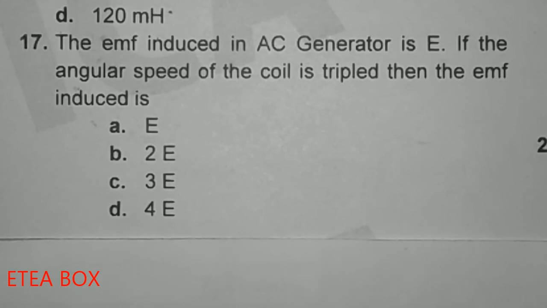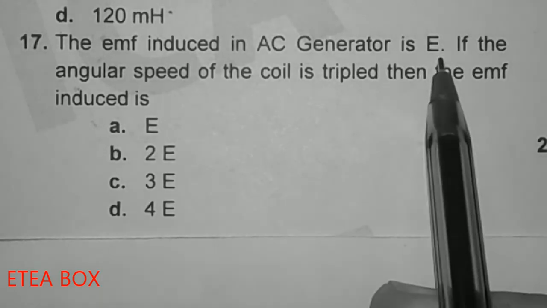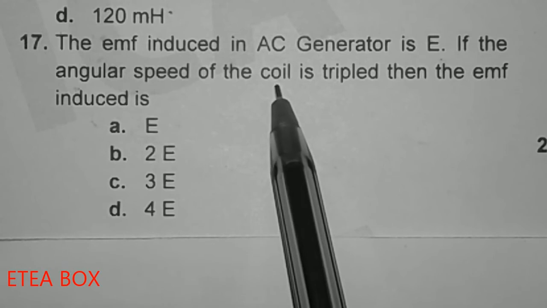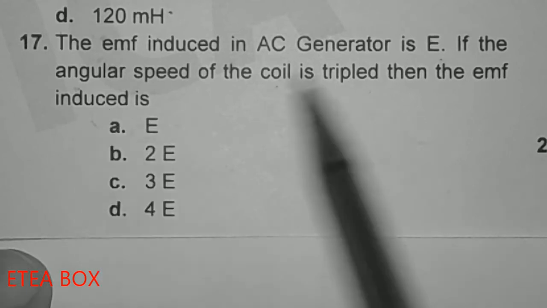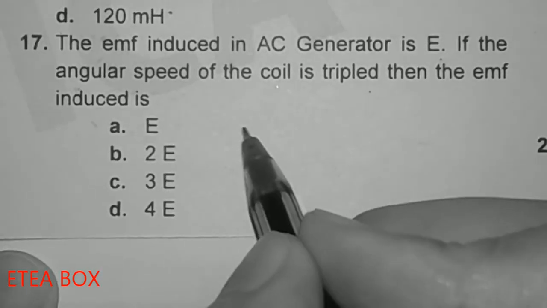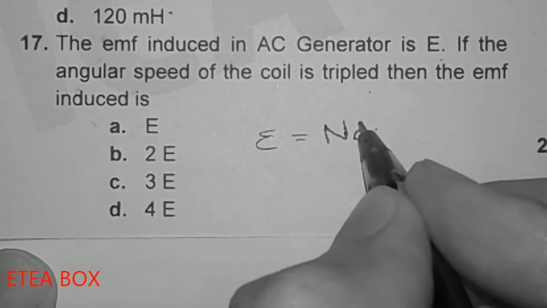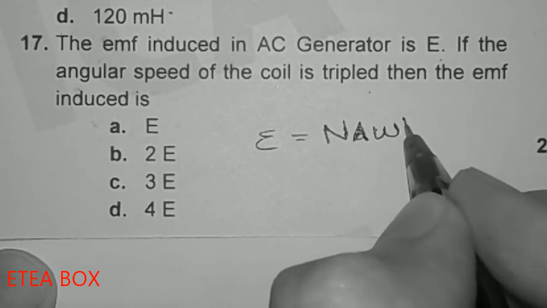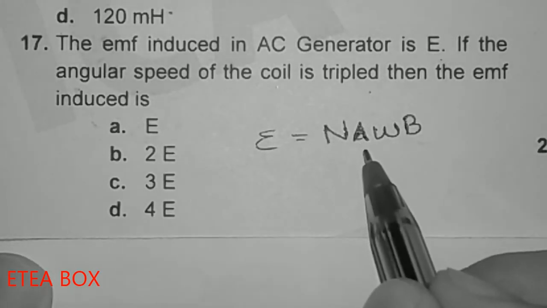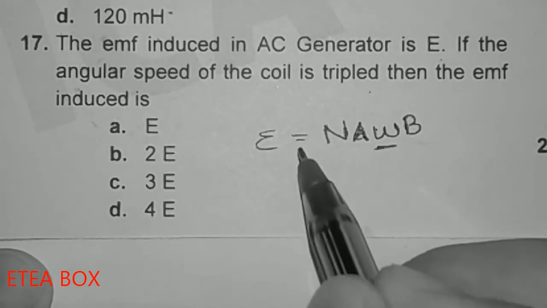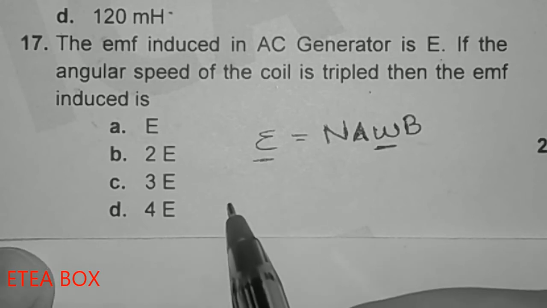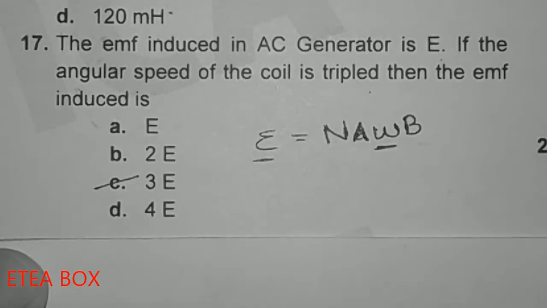17. The EMF induced in the AC generator is E. If the angular speed of the coil is tripled, then the EMF induced is. So the formula for EMF in AC generator is NABω. Okay. Now, when we triple the angular speed, the EMF will also triple. Here option C is correct.